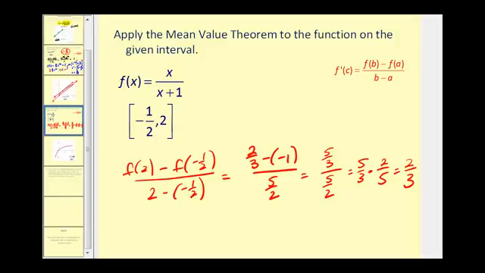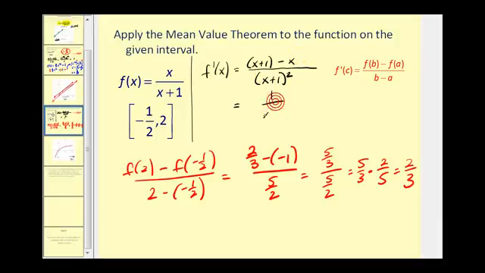So now we want to know when the derivative would equal 2/3, because that's where the tangent line would have the same slope. So to find the derivative here, we'll have to apply the quotient rule. So we'll start with the denominator squared. Then we have the denominator times the derivative of the numerator, which is 1, minus the numerator times the derivative of the denominator, which is 1 as well. So the derivative equals 1 divided by x plus 1 quantity squared.